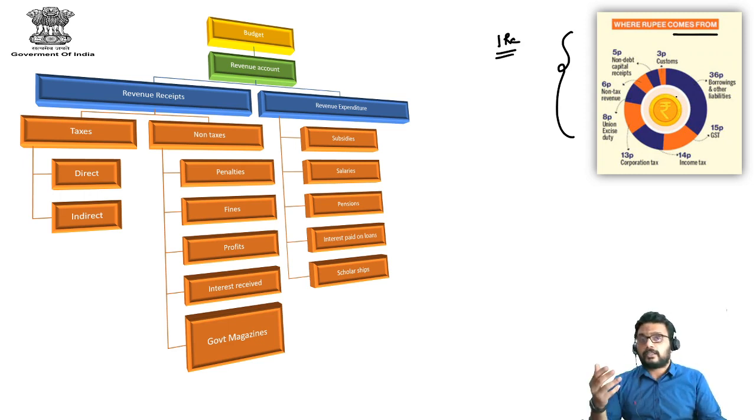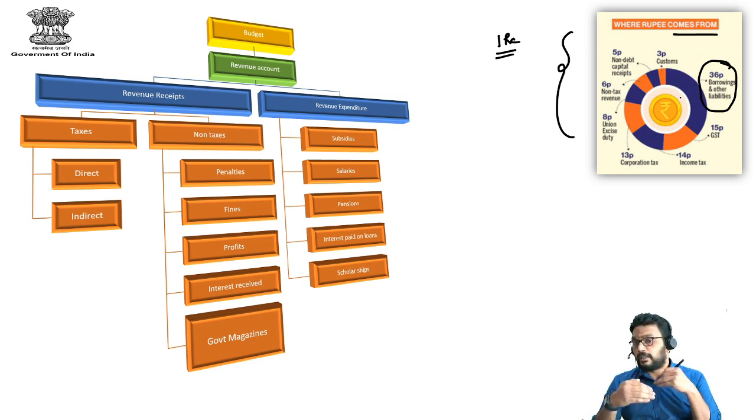Most of the government's receipts are expected from borrowings. So 36 paisa out of this 100 paisa is borrowings and other liabilities. These borrowings can be internal or external. Internal borrowings are from within the country, that is within the territory, either from the RBI or directly from the market.